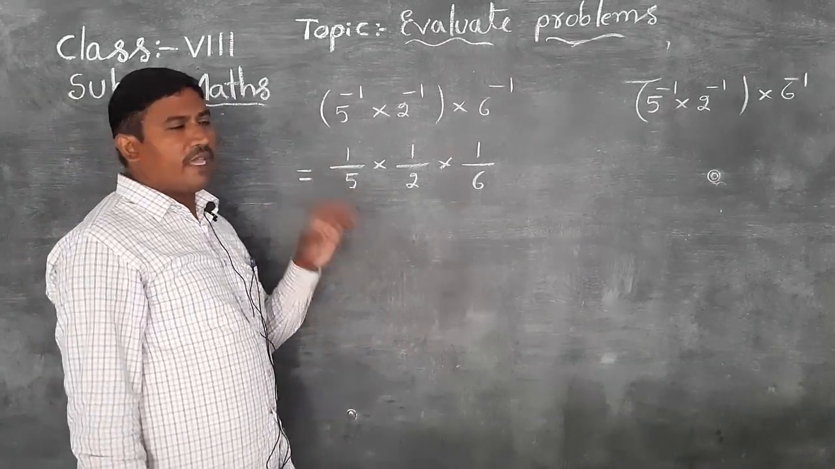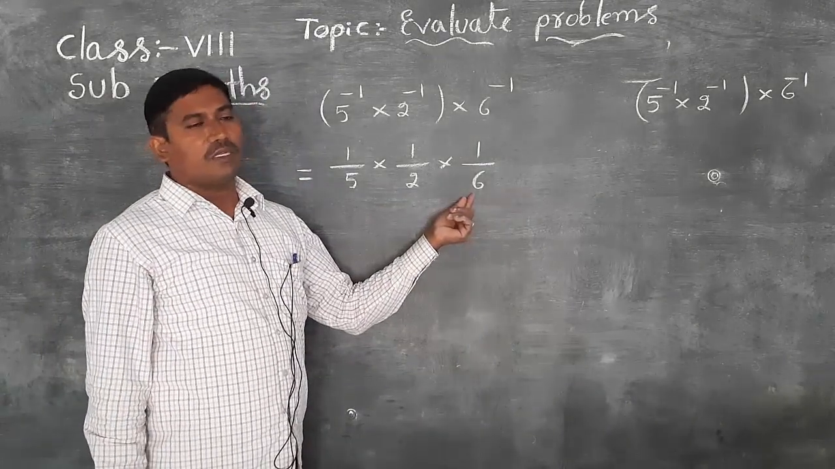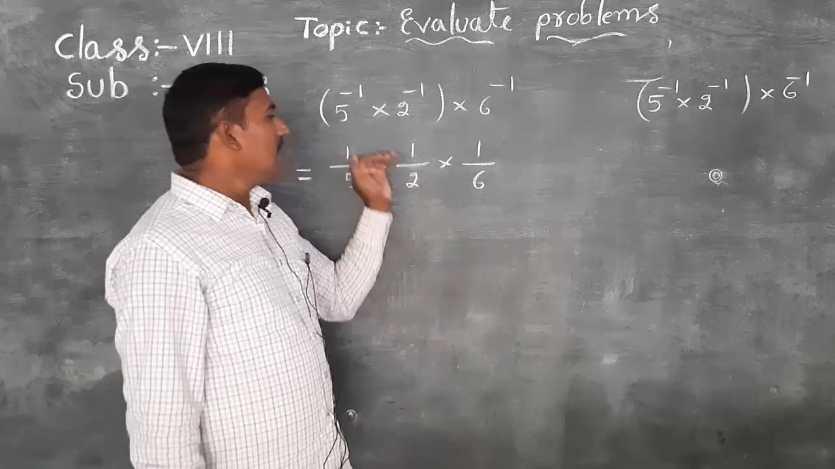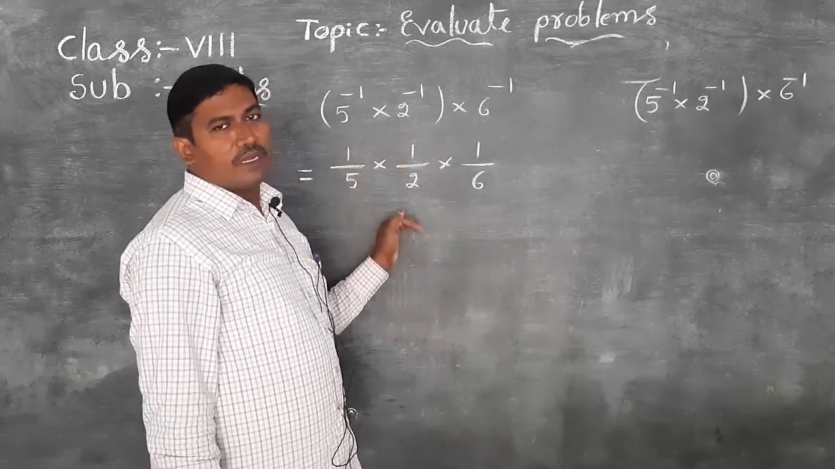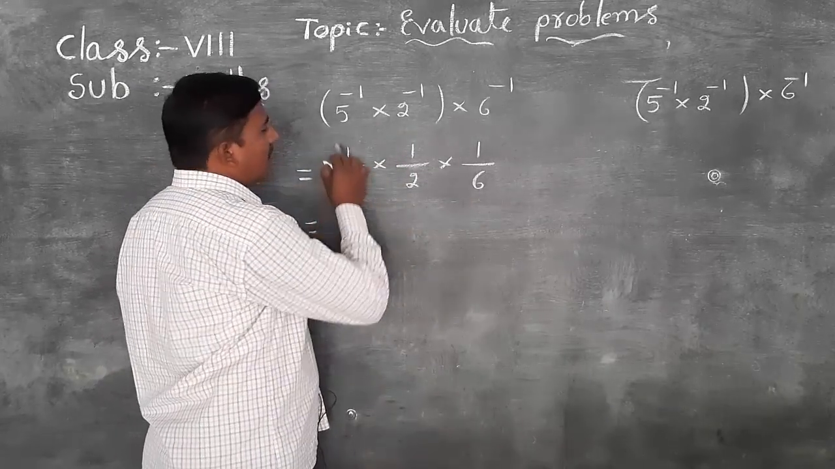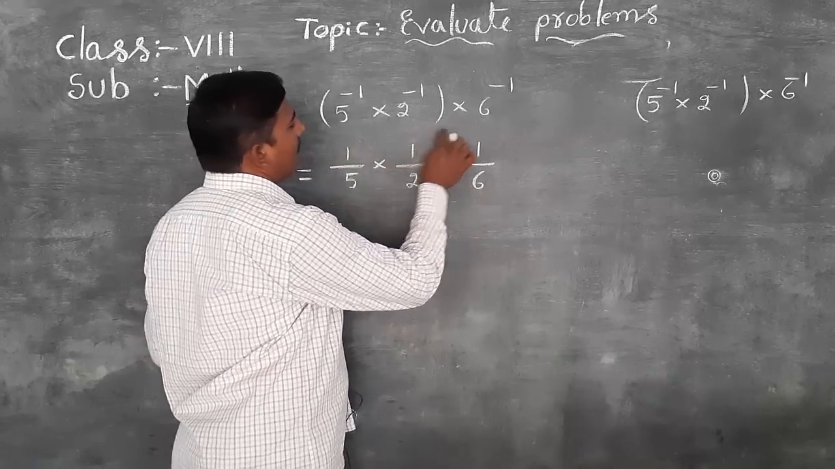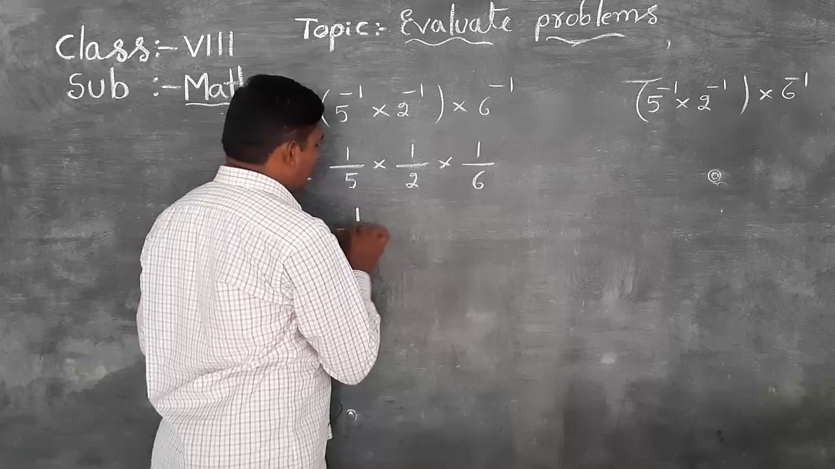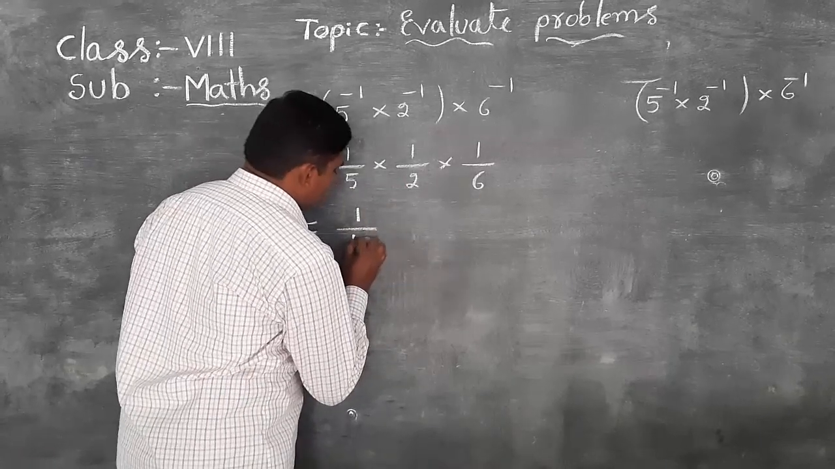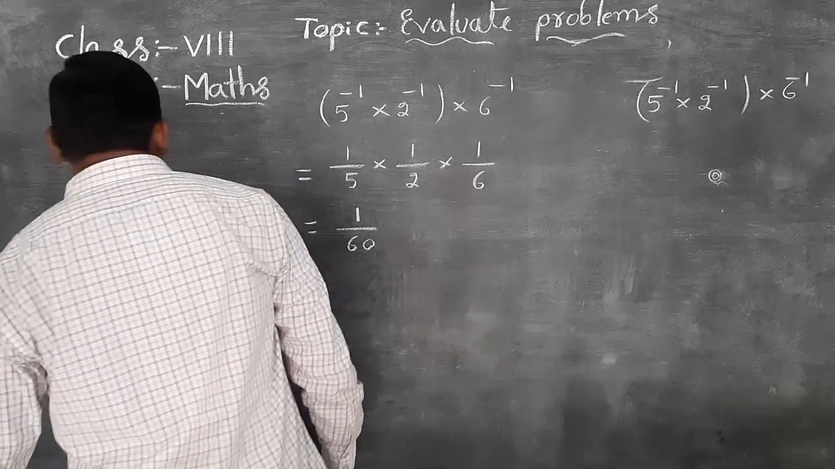No, not possible. Why? 2 is also in the denominator, 6 is also in the denominator. So in the denominator, cancellation is not possible. Cancellation means only for any numerator with any denominator. So no need to do cancellation. Just multiply all the numerators and all the denominators. 1 1 jar 1, so numerator is 1. Denominator 5 2 jar 10, 10 6 jar 60. Okay, these are multiplication models.